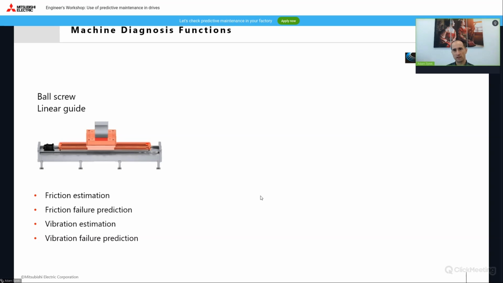And a similar thing with vibration. We can monitor the vibration and check the level of vibration on the machine, and the amplifier can also judge if this vibration is at the normal level for this machine and this mechanical system, or if something wrong happened and the vibration level is increasing.